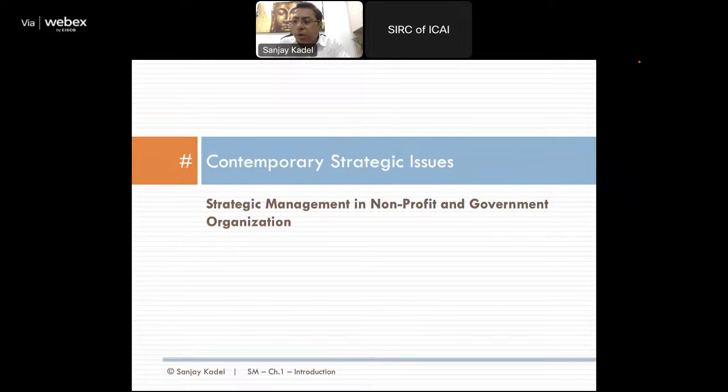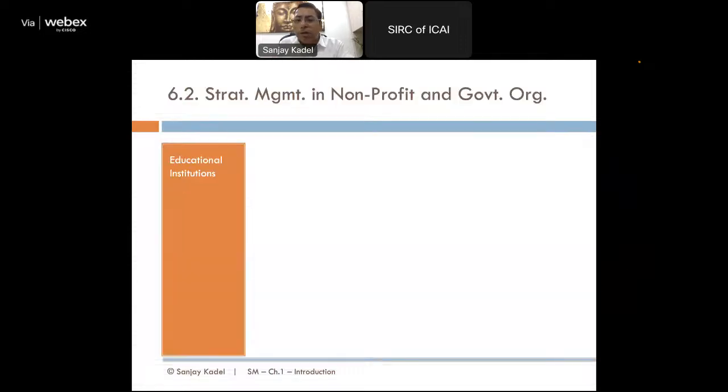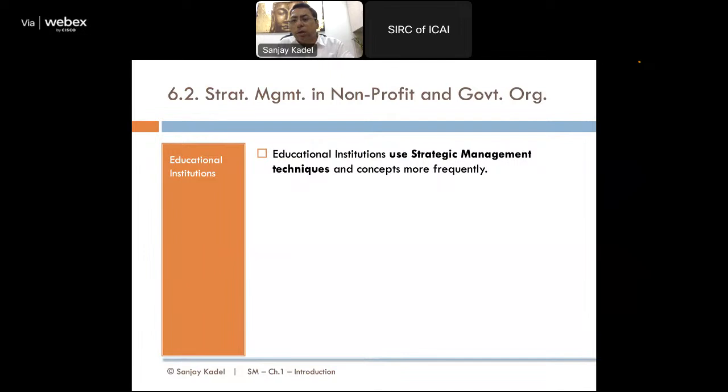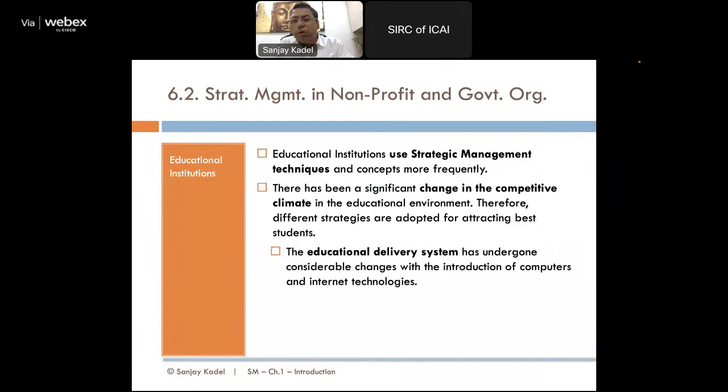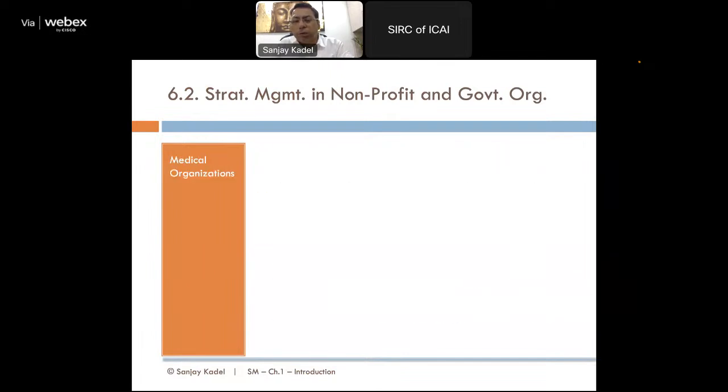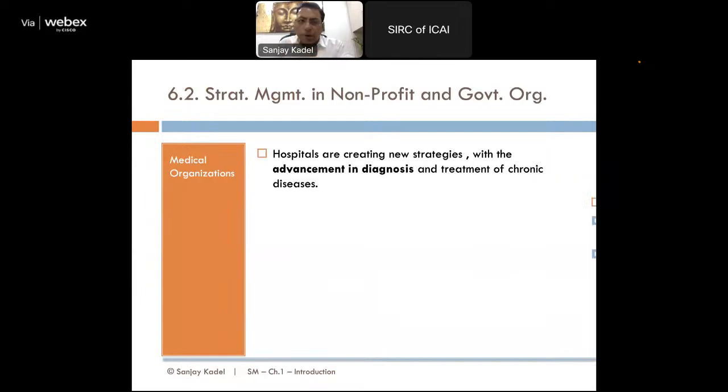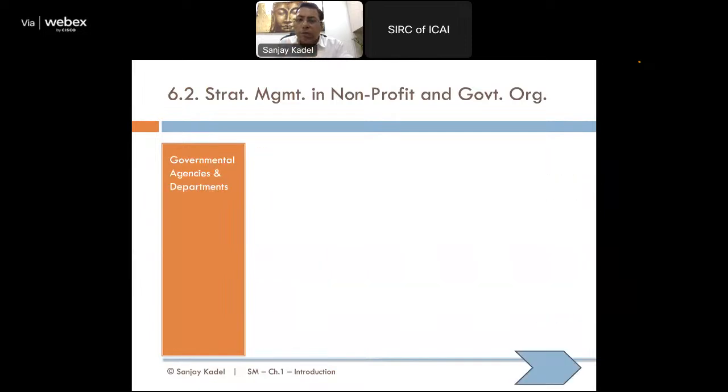Government organization. See, a government organization is strictly governed by a lot of approval processes, and a lot of bureaucracy is there. So in those kinds of government organizations, how do they adopt strategic management? That is being discussed here. In educational institutions, how do they adopt strategic management? In medical organizations, how do they adopt strategic management?